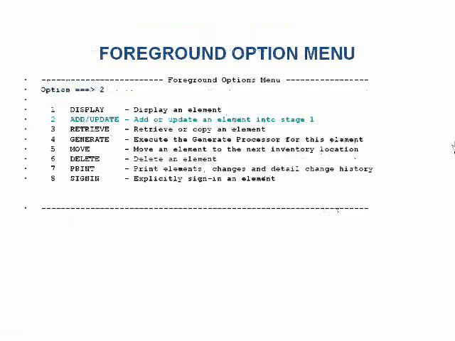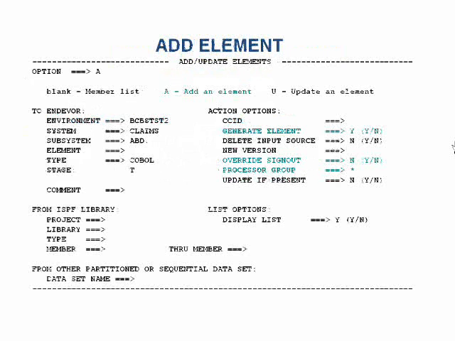So the next option in the foreground option menu is add and update. To go to the add and update menu, select option 2 and hit enter, then it will take you to another screen, that is the add element screen.